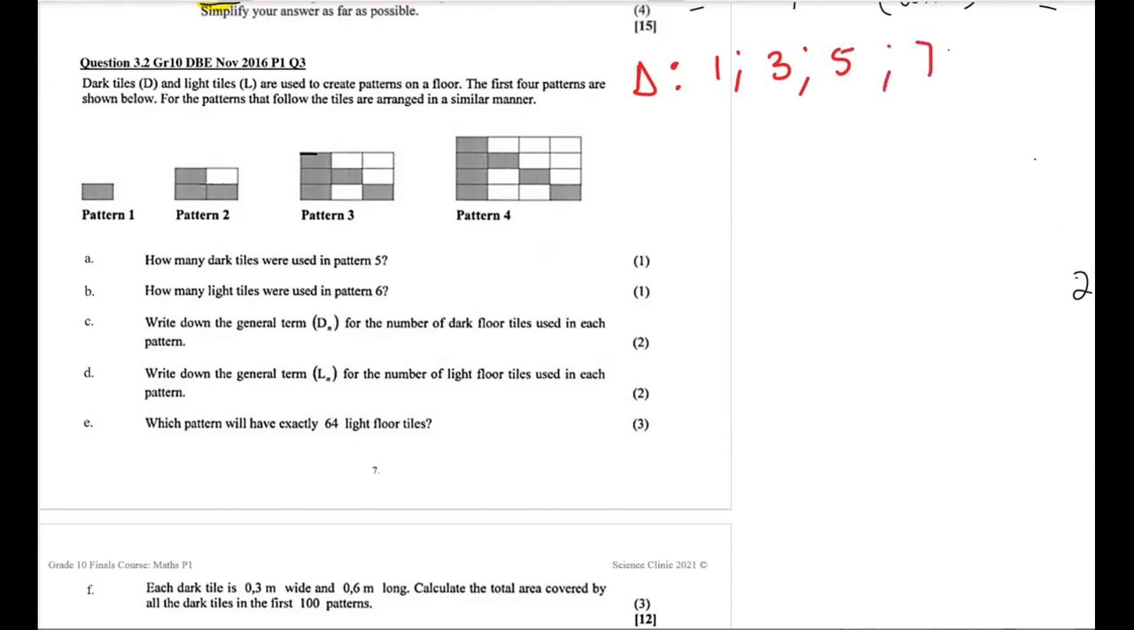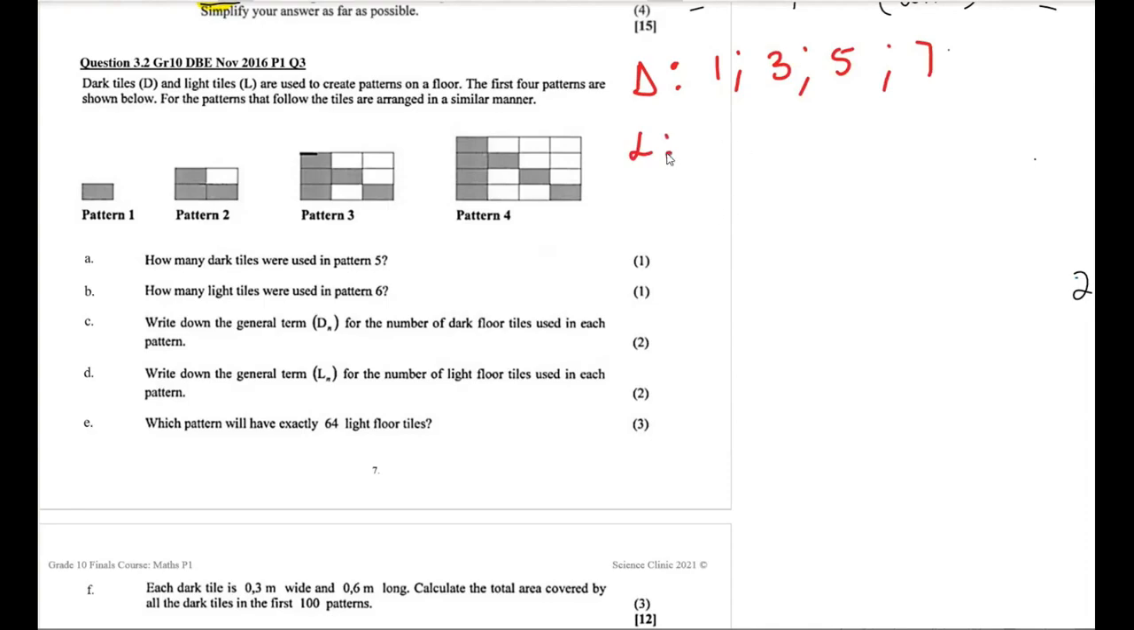So let's try and list the dark and the light ones. Let's start with the dark ones. What does the pattern look like? Somebody give it to me. Dark ones: we're starting with 1, followed by 3, right? We have a 5, and we have a 7. Okay, 1, 3, 5, 7. Perfect. Let's do the lights so that we have got all of them before we start answering.